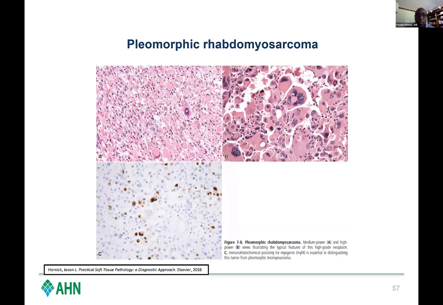This is another example of pleomorphic rhabdomyosarcoma showing highly pleomorphic cells with abundant pink eosinophilic cytoplasm, and a multinucleated giant cell here. In this picture, you can see that myogenin is focally positive. So this is usually what happens. Desmin can be strong, can be focal, but most of the time, myogenin or MyoD1 will show some focal positivity. And this is enough to make the diagnosis.